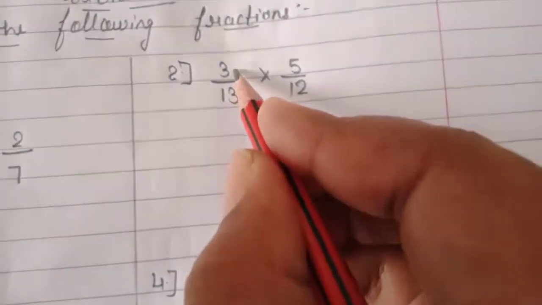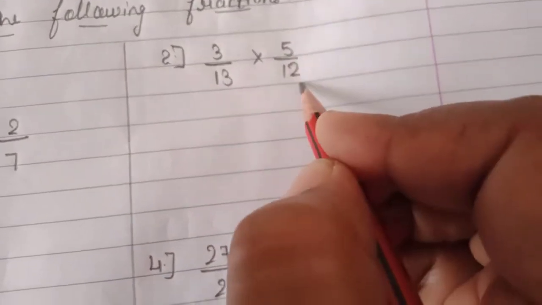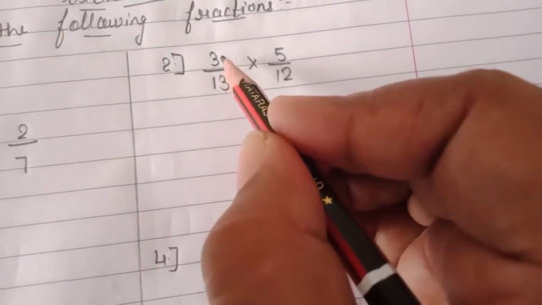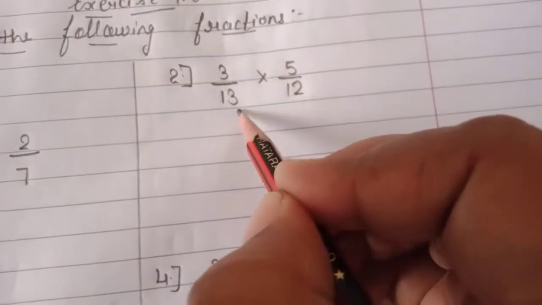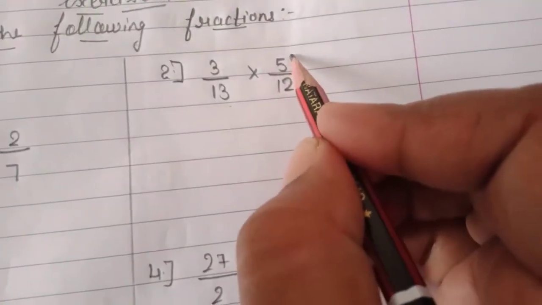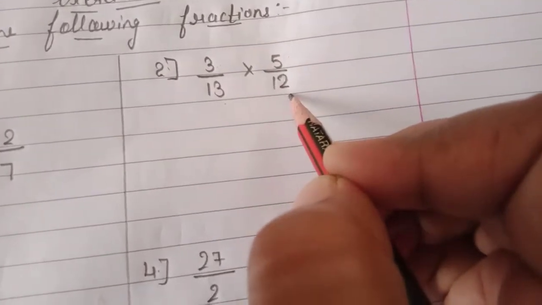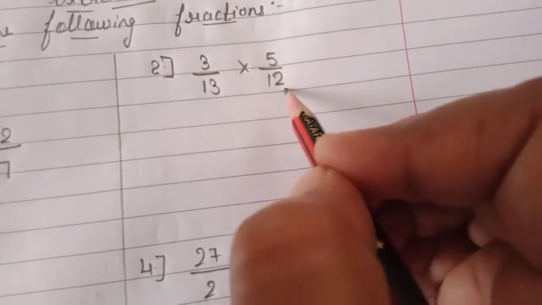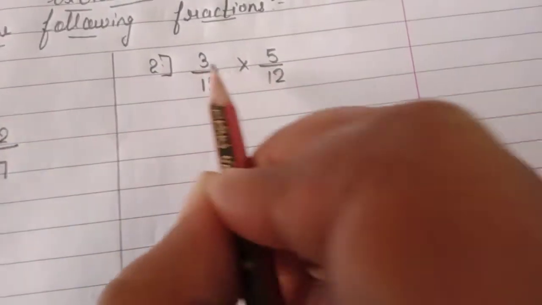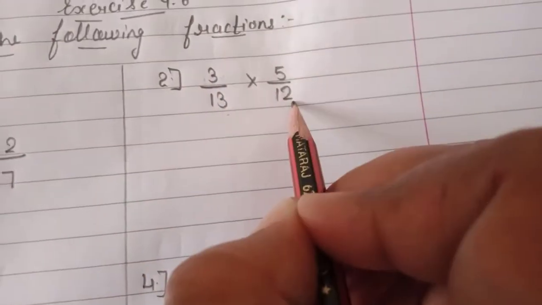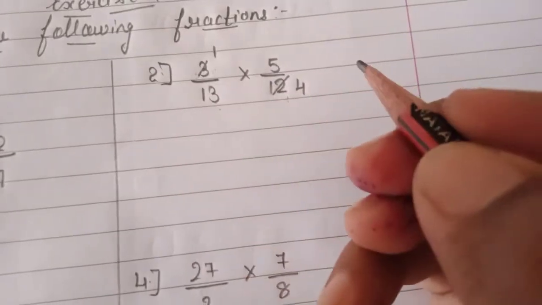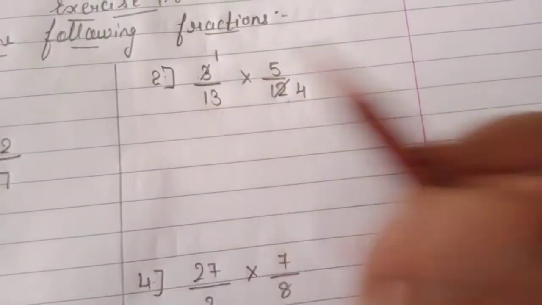Now number 2, 3 upon 13 multiplied by 5 upon 12. First we have to see numerator and denominator. Here the numerator is 3 and the denominator is 13. In the 3 table, 13 will not come. In the same way, here the numerator is 5 and the denominator is 12. Here also division is not possible, in the 5 table 12 will not come. Now we will see the opposite, 3 and 12. In the 3 table 12 will come. Yes, 3 ones are 3 and 3 fours are 12. And in the opposite, in the 5 table 13 will not come.